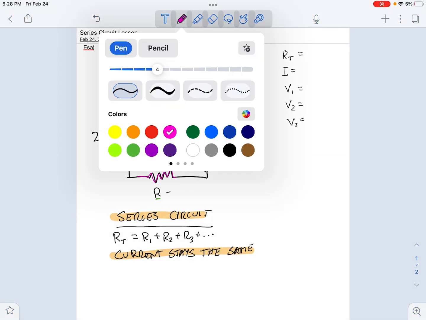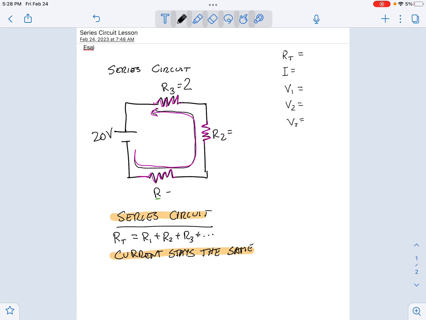So let's make this, I'll give you a different one. Here's 2 ohms. We'll have this be 1 ohm. And we'll have this be 4 ohms. Okay, so we have R1, R2, and R3. And the voltage is going to be 42 volts. So now pause this video and try to solve it. Okay, so now I'm going to go through and you can check your answers.